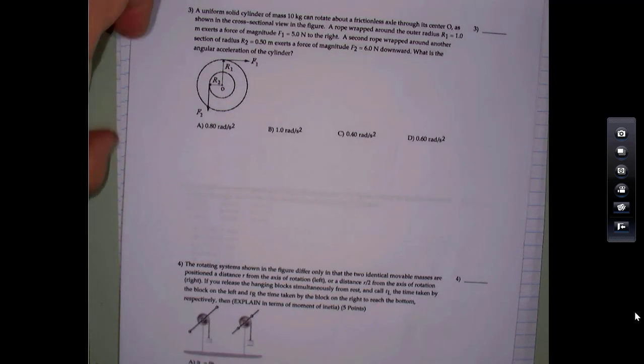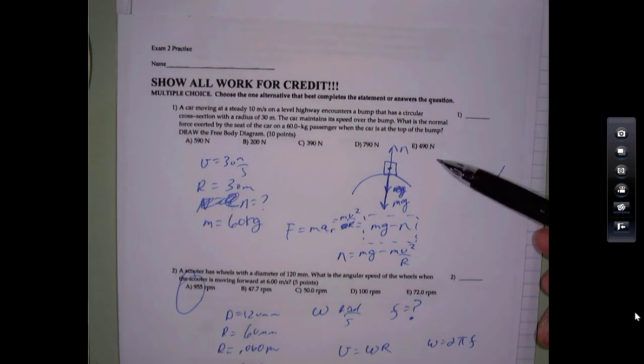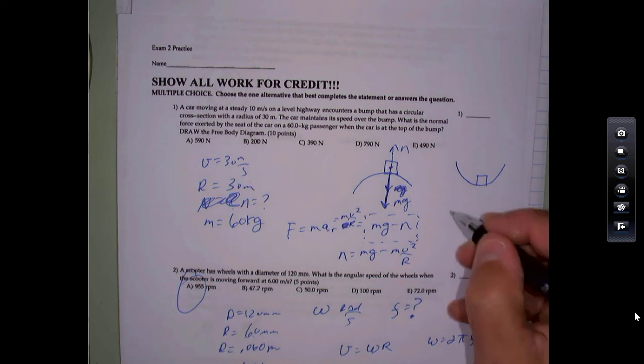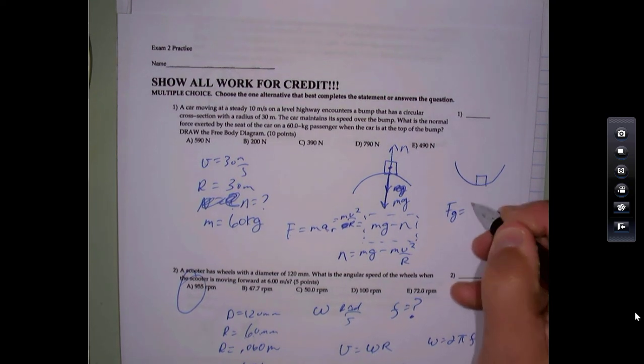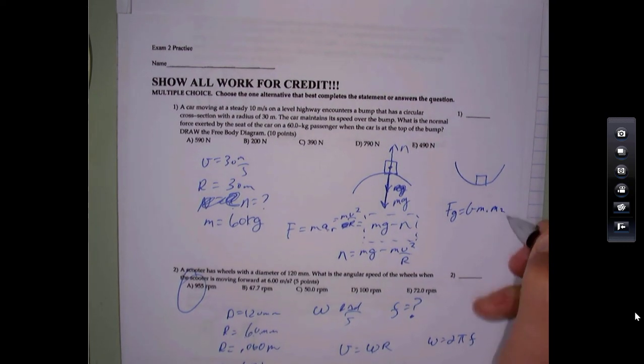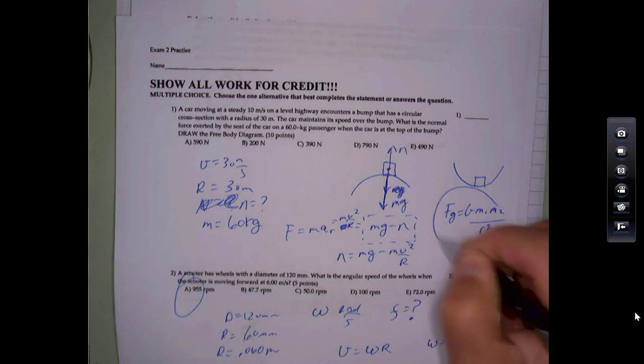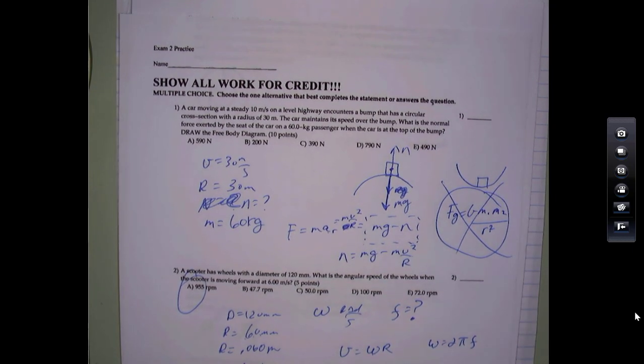Uniform solid cylinder. Before we do that, this was a circular motion problem. Now, if you notice from the practice test, I did not put any Newton's universal gravitational force question on here. That comes from this. I did not put this on the practice test.